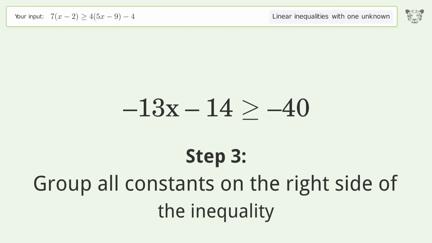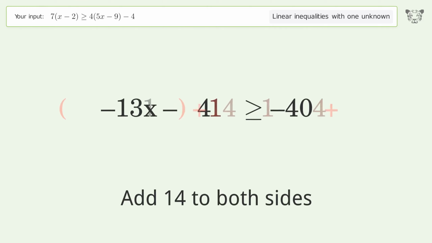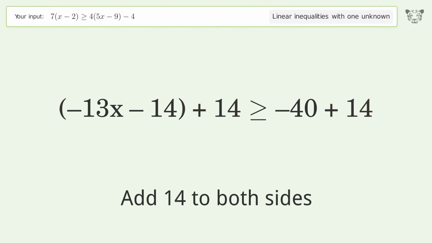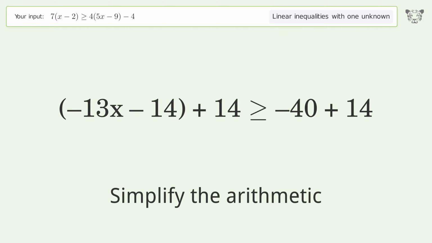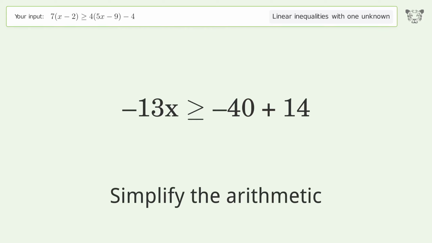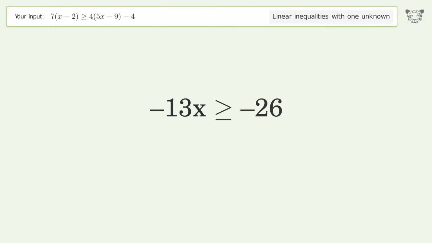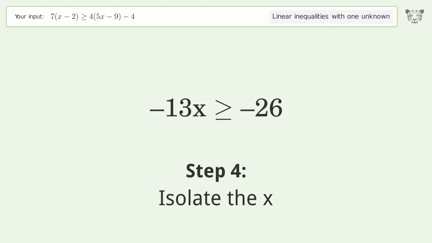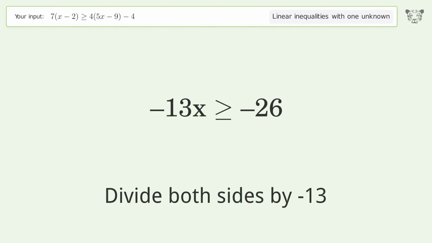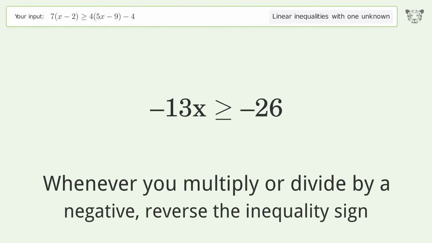Group all constants on the right side of the inequality. Add 14 to both sides. Simplify the arithmetic. Isolate the x. Divide both sides by -13. Whenever you multiply or divide by a negative, reverse the inequality sign.